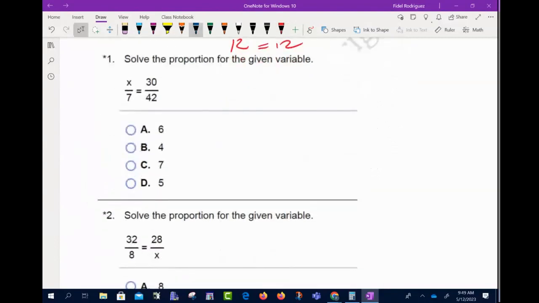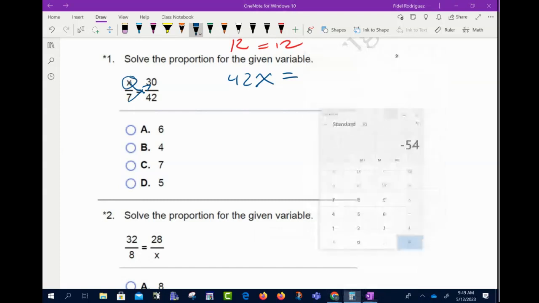Okay. So look, y'all, this is what I'm going to do in these problems here. I'm going to cross multiply. Because I'm trying to find that number, I don't know what it is. I'm going to say, look, what's x times 42? I don't know. I'm going to call it 42x. Okay. What's 7 times 30? 210. Perfect. Thank you all so much.